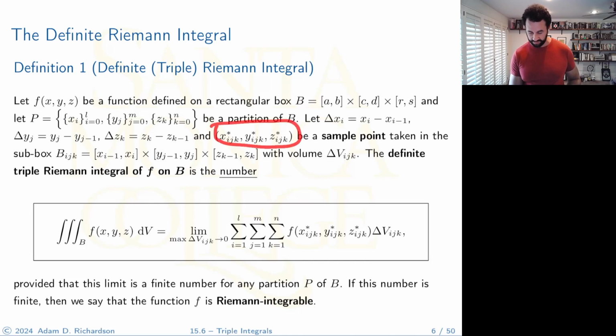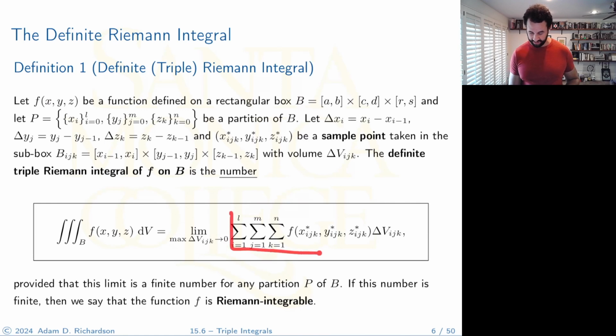This is our special sample point that we're picking in each one of those boxes. And each one of those boxes has volume delta v sub ijk, so you're just taking the product of these things, right? Then we say that the definite triple Riemann integral of f on the box B is the number that we denote by this. So this is a number, right? This is a definite Riemann integral. This is giving you a number. And that number is defined as this limit.